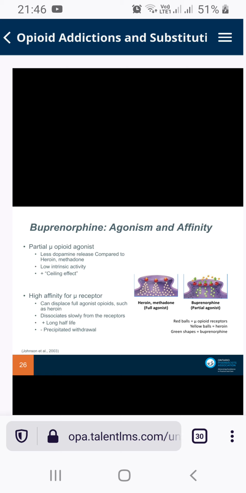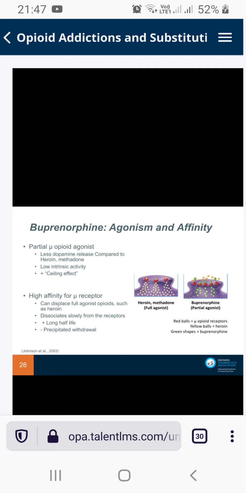As I mentioned before, buprenorphine is a partial agonist with high affinity. What does a partial agonist mean? What it means is that when buprenorphine binds to the opioid receptor, it doesn't activate the receptor completely, resulting in lower intrinsic activity. This is, we believe, responsible for buprenorphine's ceiling effect, which we will talk about in the next slide. Buprenorphine also has high affinity.